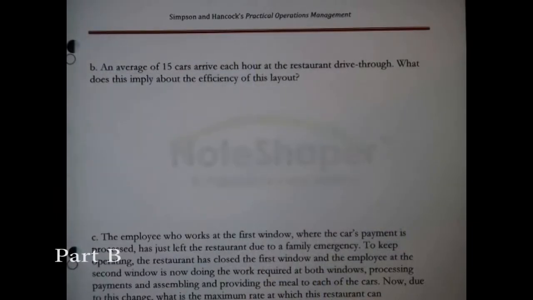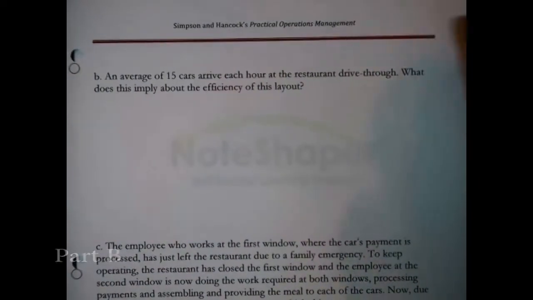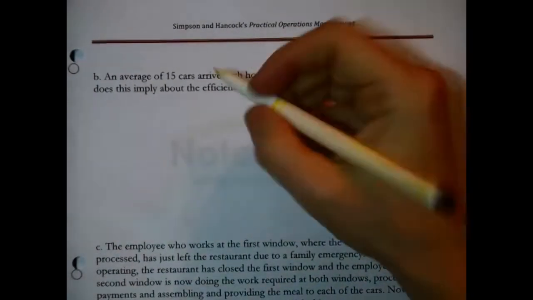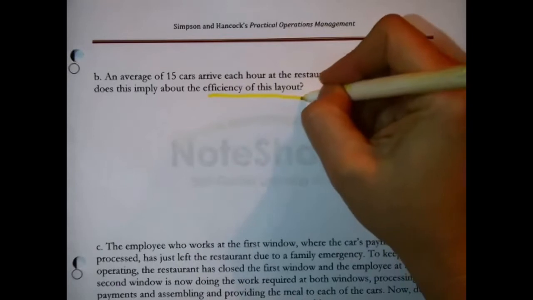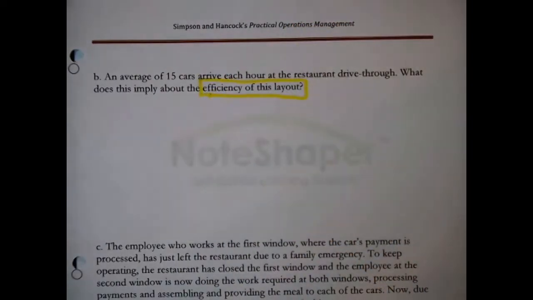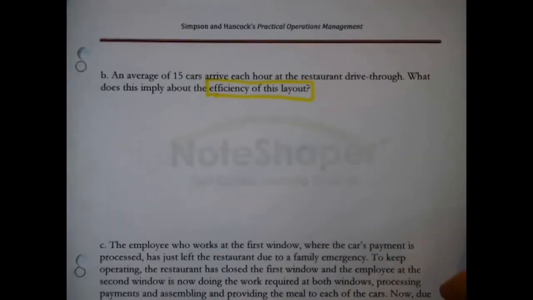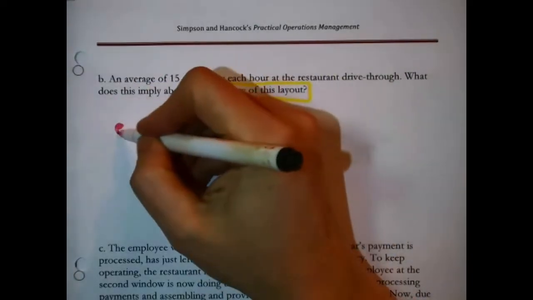An average of 15 cars arrive each hour at the restaurant's drive-through. What does this imply about the efficiency of this layout? Now, this is actually a sneaky question, because it asks about the efficiency of the layout. You say, oh, all right, well, we've got this fact about the 15 cars arriving, except wait a minute, it's a product layout.